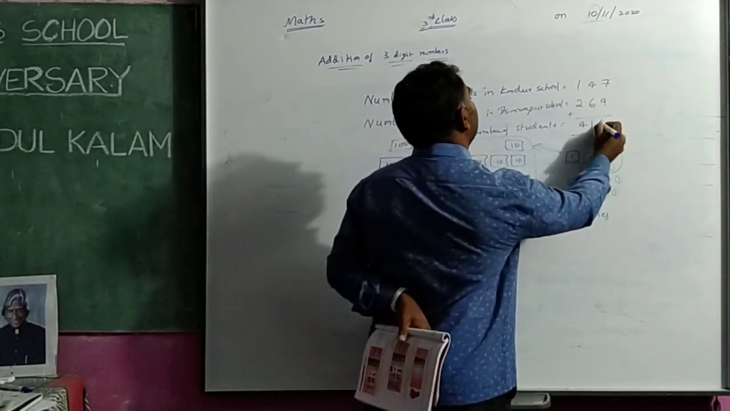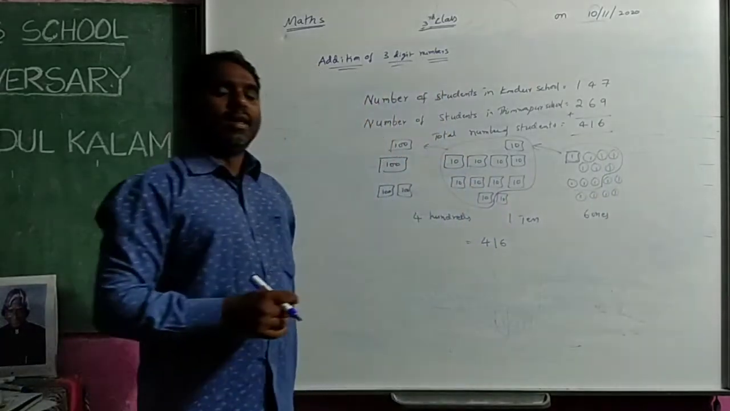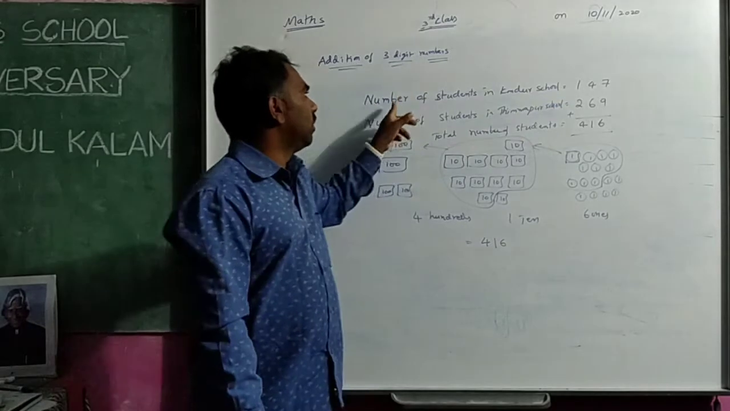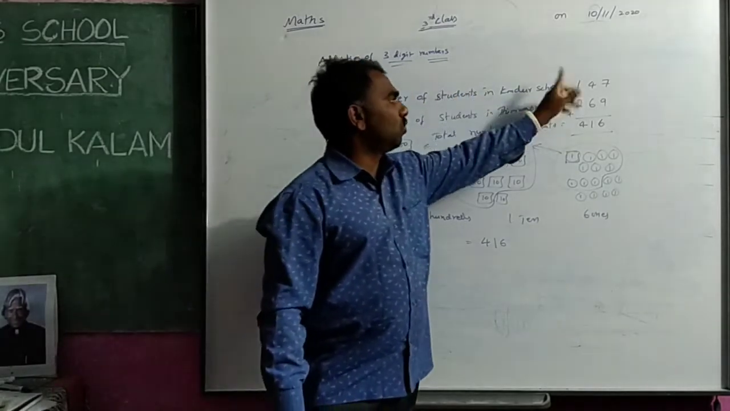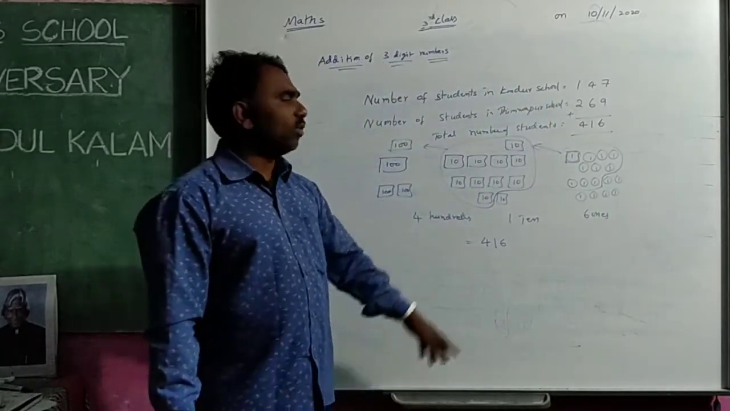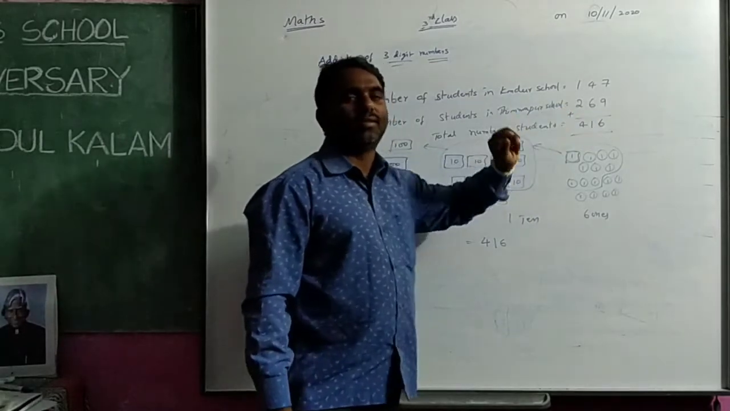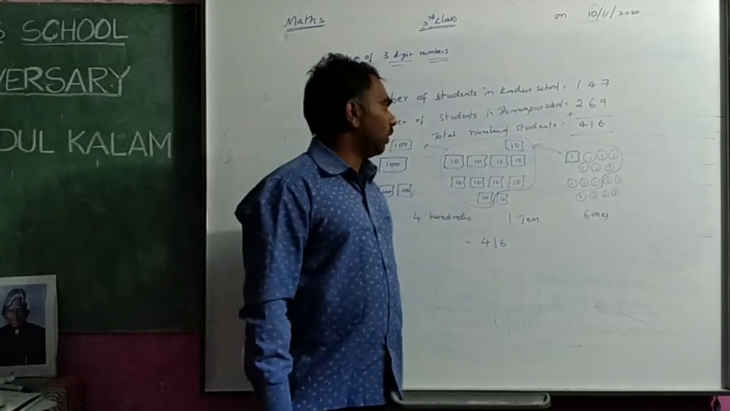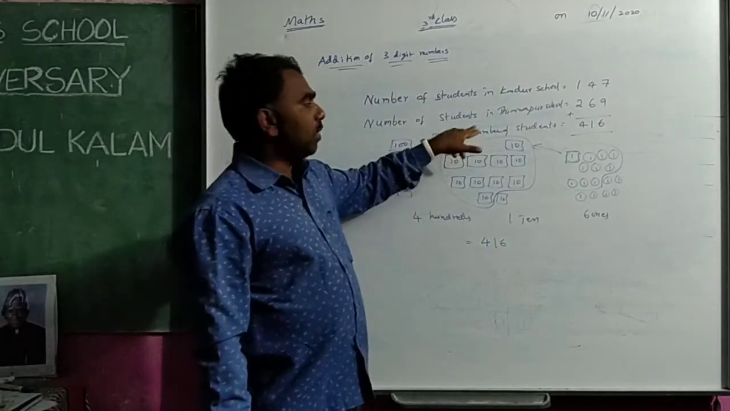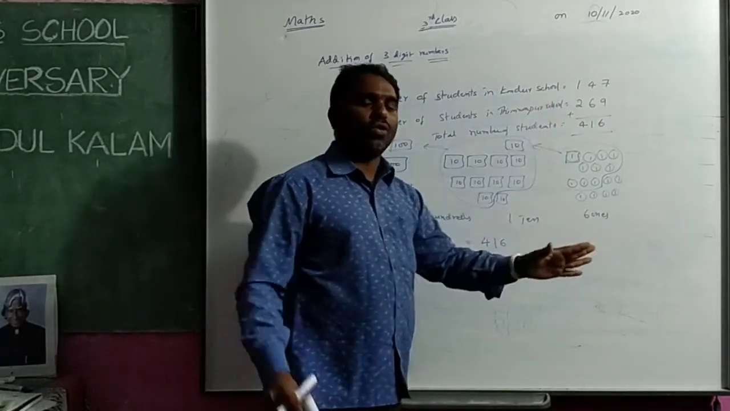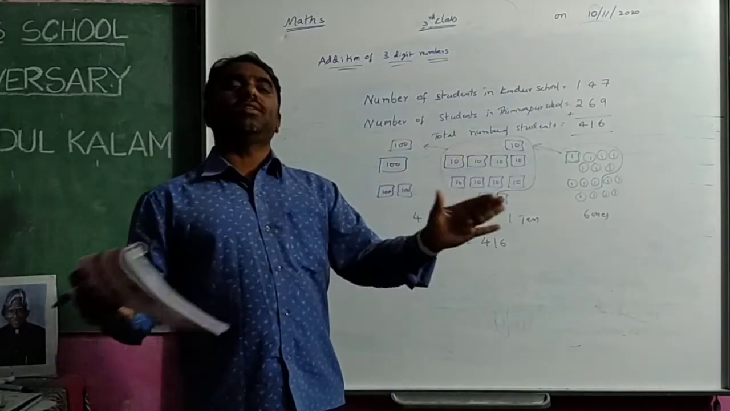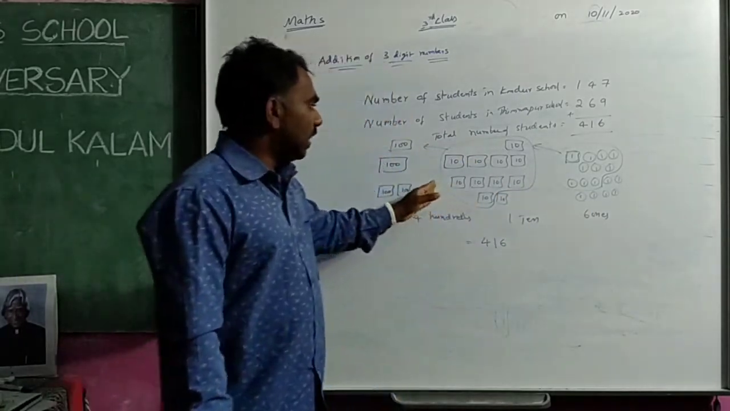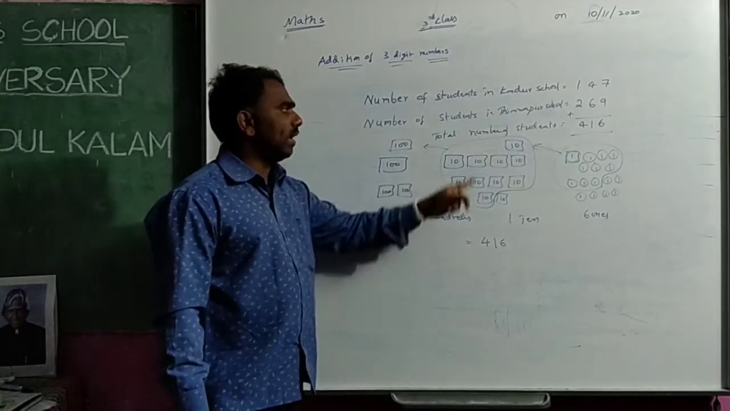416. Do you understand? He said that in Kondur school this many students are there. So I have written number of students in Kondur school. In Timmapur school 269 students are there. So I have written number of students in Timmapur school. Then total number of students are how many? So you know in the total number means you need to count together. It is called as addition. So practically you know that how to do the addition. I have done and I said the answer.